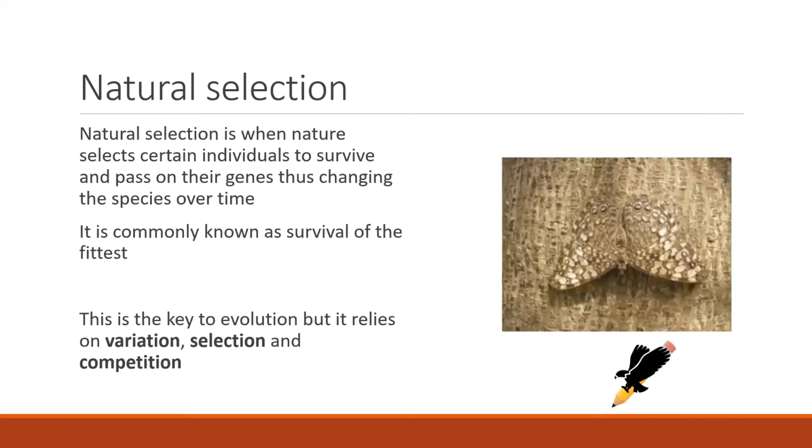So that brings us to this idea of natural selection. Natural selection, I'd like you to copy this down here, ladies and gents. And this is trying to summarize what we did here. Natural selection is when nature selects certain individuals to survive and pass on their genes, thus changing the species over time. That's how natural selection works, and that's how this links to changing a species over time. That's code for evolution. This is sometimes known as survival of the fittest.